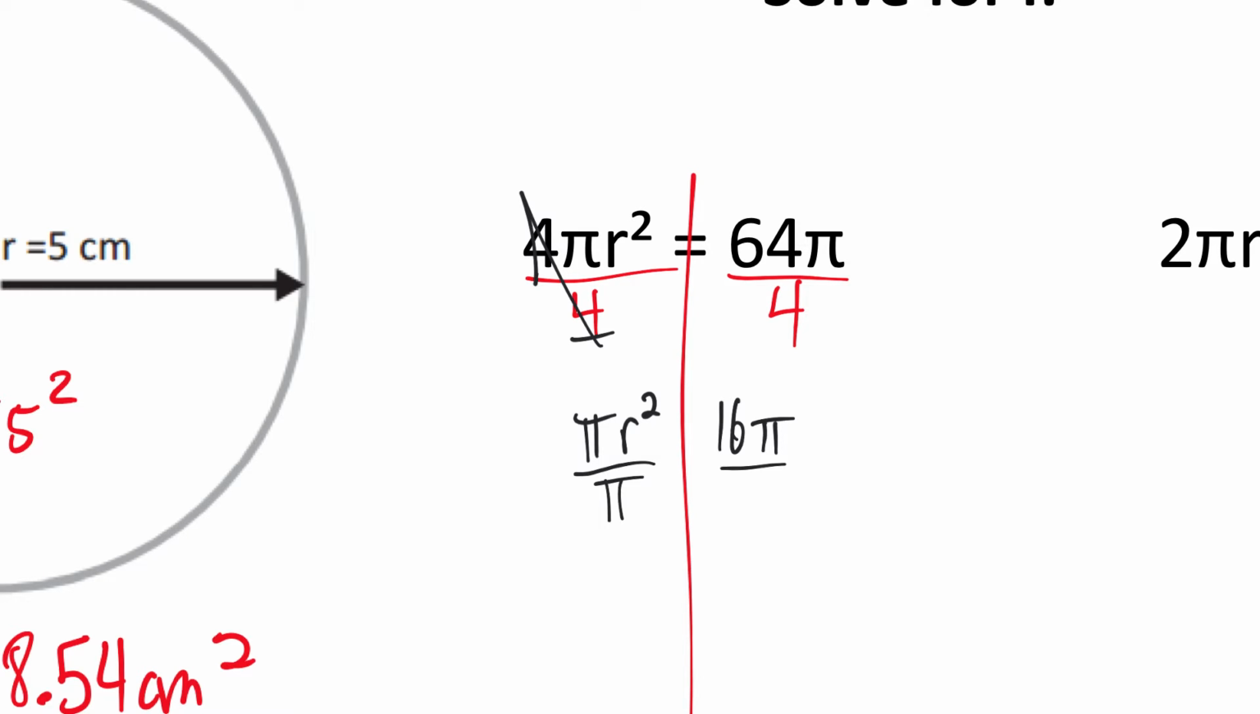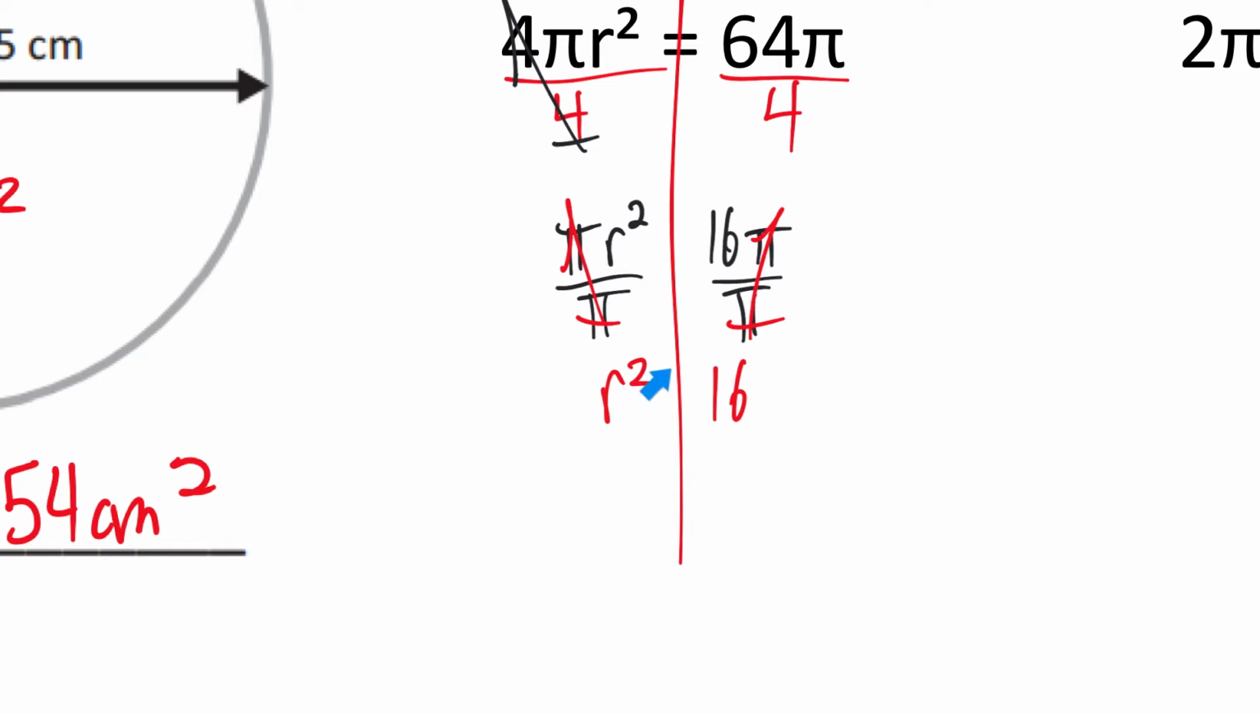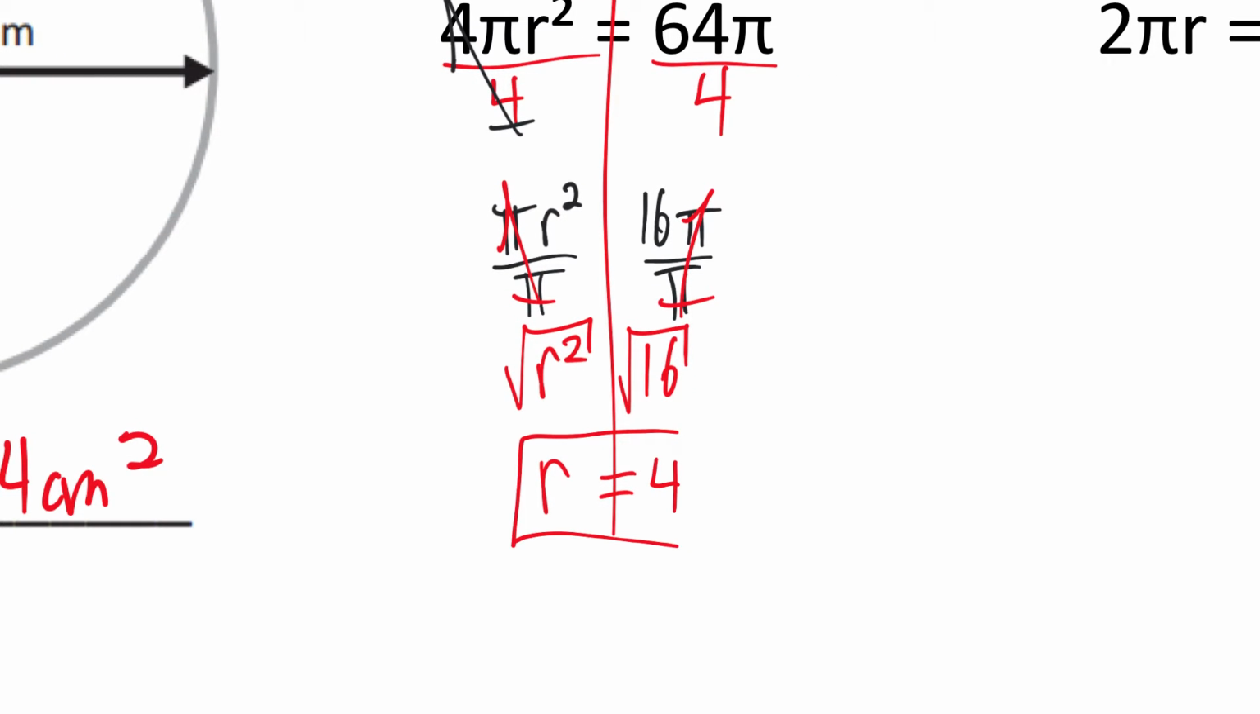Now I want to divide both sides by pi to cancel this pi out. So that just leaves r squared, and that cancels that one out and just leaves 16. Then how do we get rid of a square? What's the opposite of square? Yep, square root. Square and square root are opposites, inverses. They cancel each other out. So that just cancels that to r, and then what's the square root of 16? It is 4.